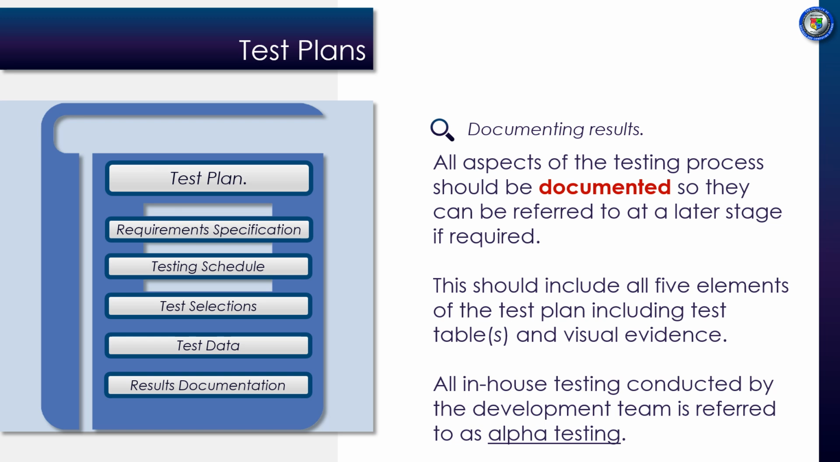All aspects of our testing process should be documented. These can be referred to at a later stage if required. The documentation should include all 5 elements of the test plan, including test tables and visual evidence. All in-house testing conducted by the development team is referred to as alpha testing.